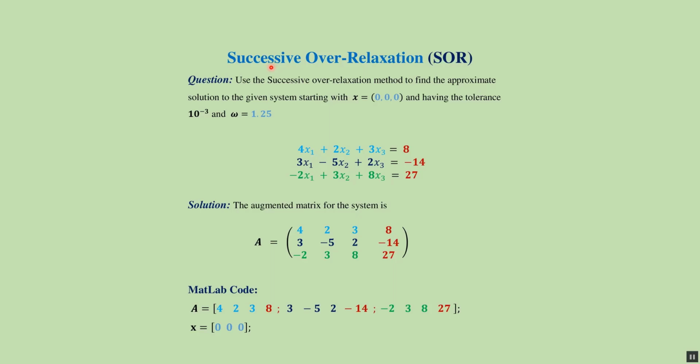In this video, we will learn the MATLAB code for successive over relaxation method, or simply SOR method. Suppose we want to approximate the solution of this system having the initial approximation 0, tolerance 10 to the power negative 3 and parameter omega equals 1.25. This information will be given in your problem, so you don't need to worry about those.